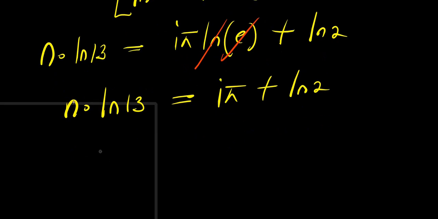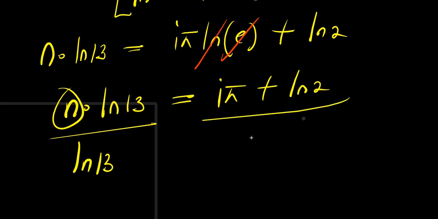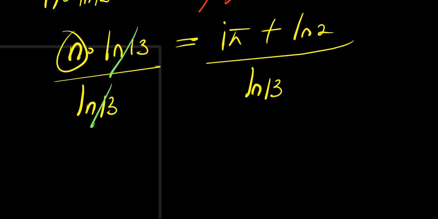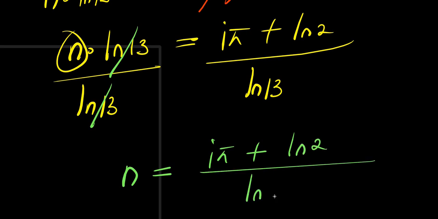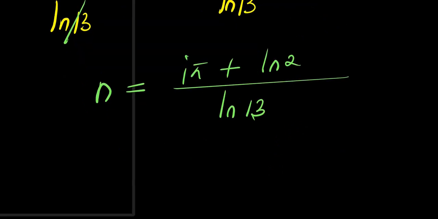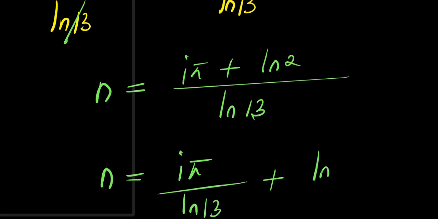And solving for n, I can isolate this, dividing by natural log of 13. So what happens is this cancels this, and I'm going to have n equals i times pi plus natural log of 2 divided by natural log of 13. So from here, I can have n equals i times pi divided by natural log of 13 plus natural log of 2 divided by natural log of 13.